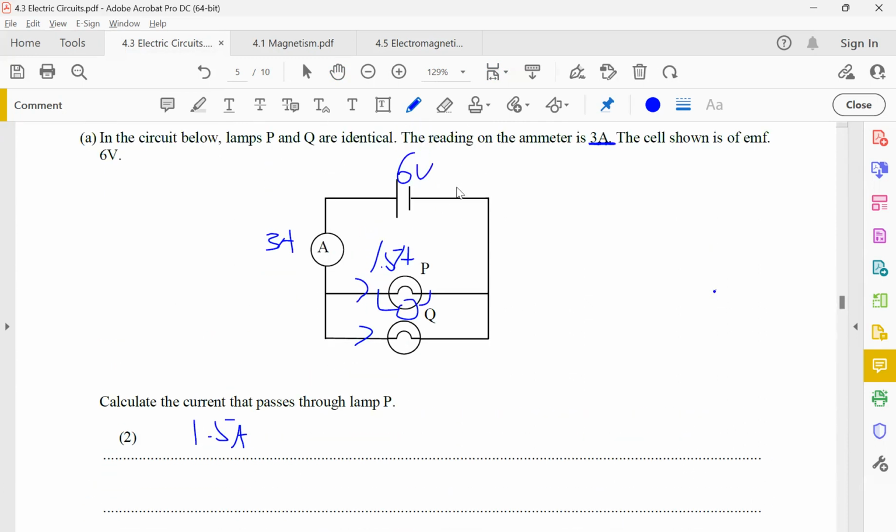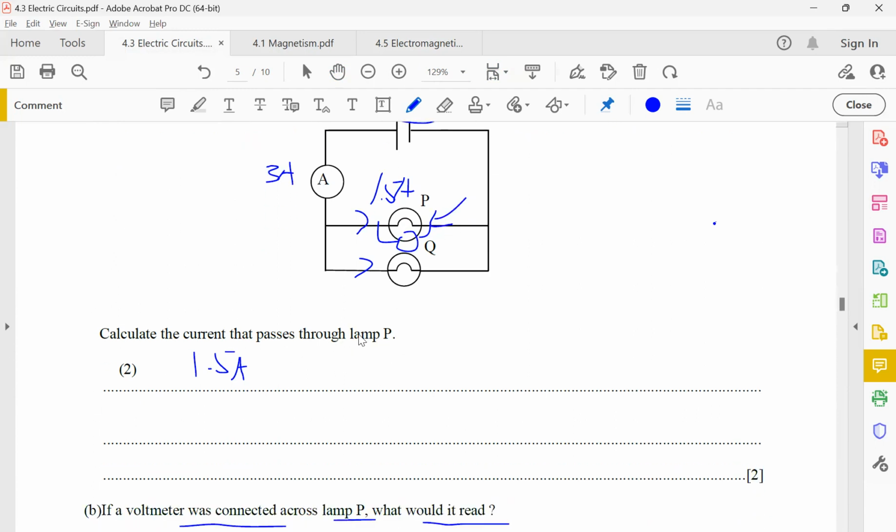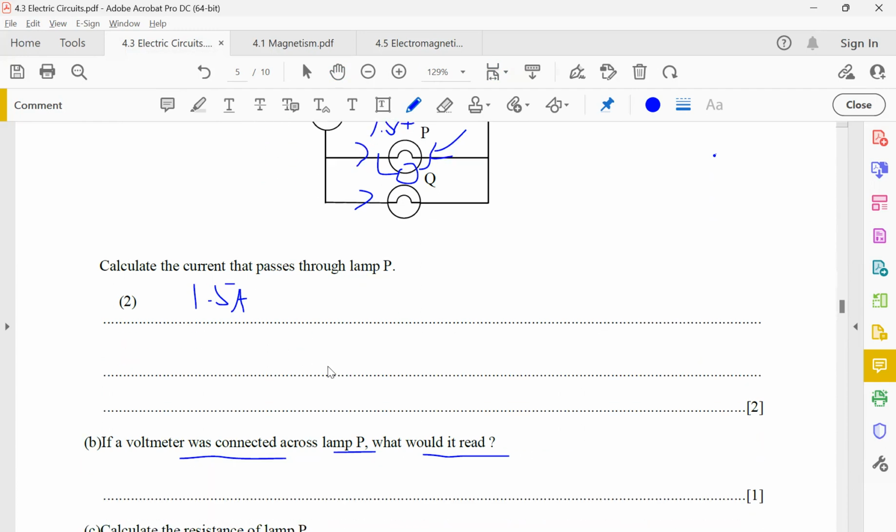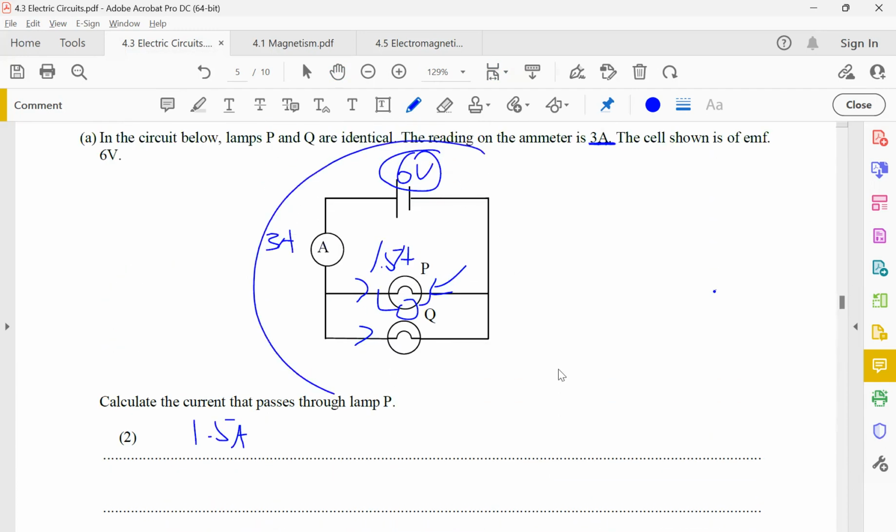Wait, parallel is the same voltage. Current is the one that splits. Remember, guys, in series, current is the same, voltage splits. In parallel, current splits, voltage is the same, guys. And this is a very important foundation understanding, guys.